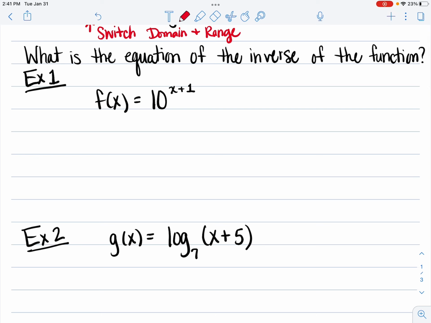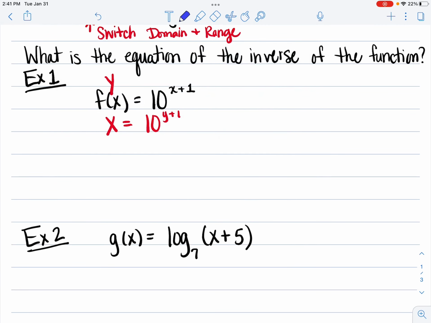So for this first one, I know that f of x is really y, right? We've talked about that a few times. So my first step is to switch the x and the y. This is going to become x equals 10 to the y plus 1 power. The problem here is I need to solve for y, and it happens to be in an exponent.